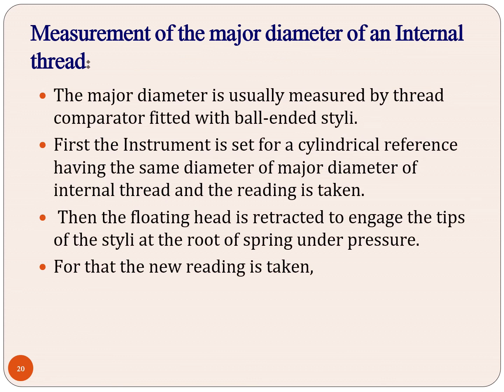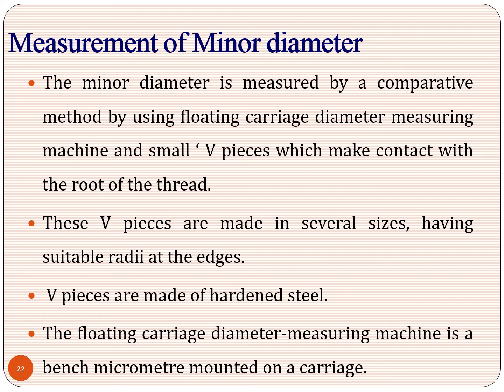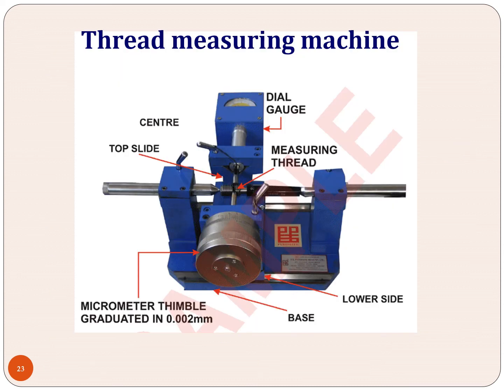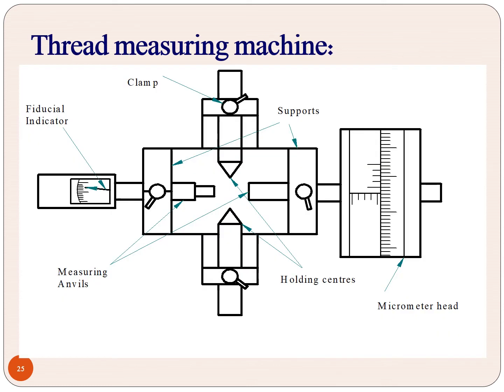For internal threads also we can do it in a similar manner. The formula is the same: cylinder diameter, thread reading, and dial indicator reading on the standard. This is another type of internal thread measuring machine, that is, a thread measuring machine. These are various types of thread measuring machines.